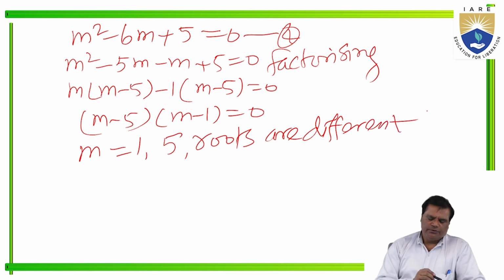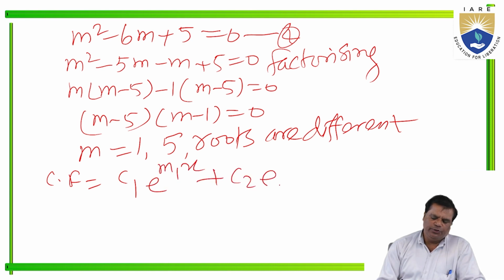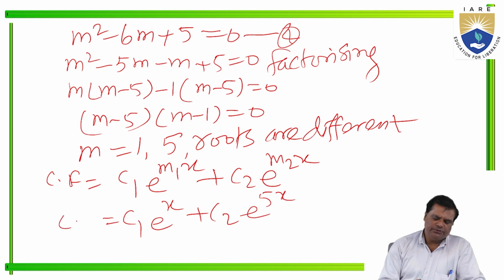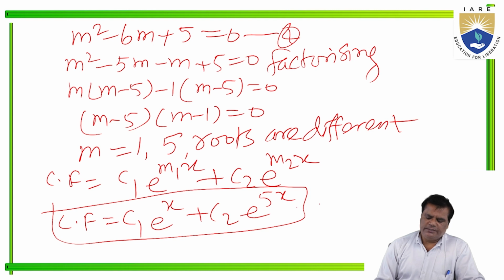So formula for CF is C1 e to the power m1x plus C2 e to the power m2x. So C1 e to the power x plus C2 e to the power 5x. This is the CF, complementary function. This is equation number 5.